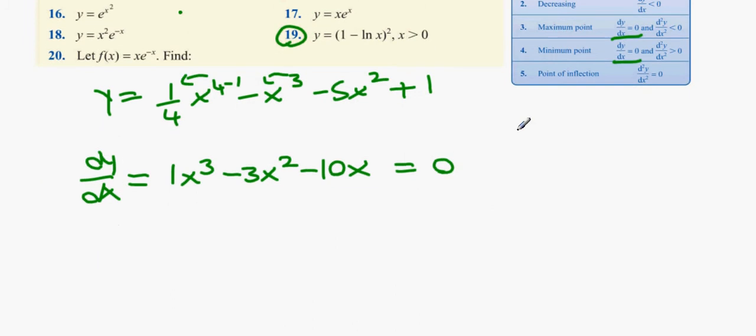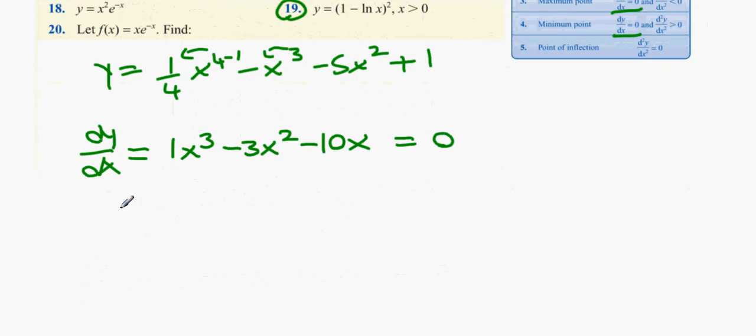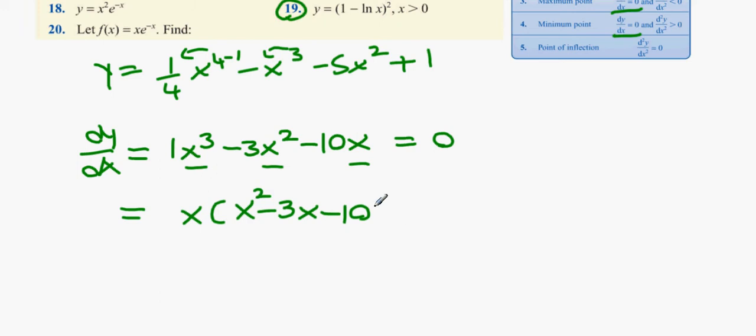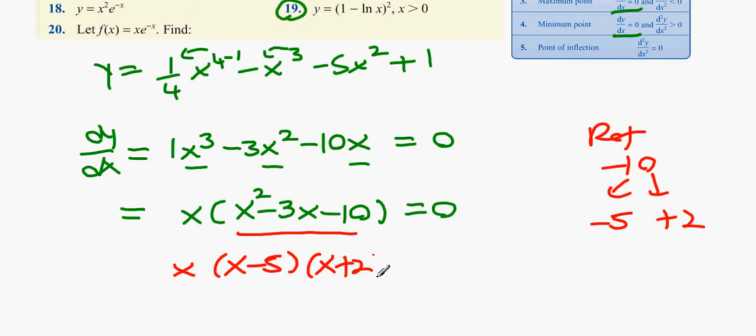And now we've got to solve. We actually have to find the coordinates. Coordinates means x values and y values. So what we're first going to do is find the x values. We're going to take out x, because x is common to all 3. So we're going to get x brackets, x squared minus 3x minus 10 equals 0. We're then going to do the reference number in this part here. Reference number is minus 10, which breaks up into minus 5 and plus 2. And what we're going to get is x bracket x minus 5 bracket x plus 2 all equals 0.